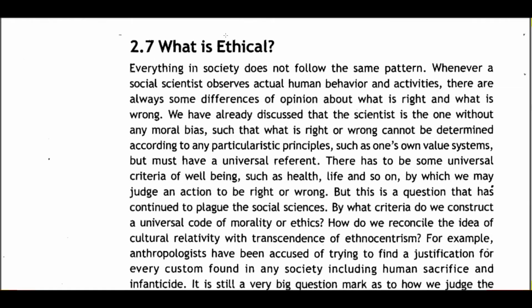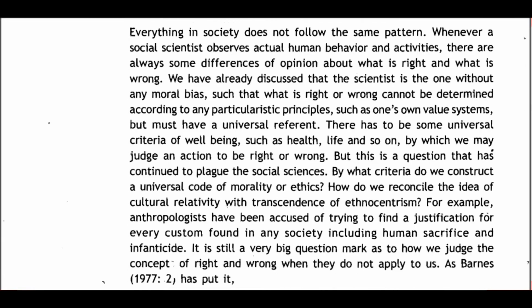2.7 What is ethical? Everything in society does not follow the same pattern. Whenever a social scientist observes actual human behavior and activities, there are always some differences of opinion about what is right and what is wrong. We have already discussed that the scientist is one without any normative bias, such that what is right or wrong cannot be determined according to any particular relative principles, such as one's own value system, but must have a universal reference.